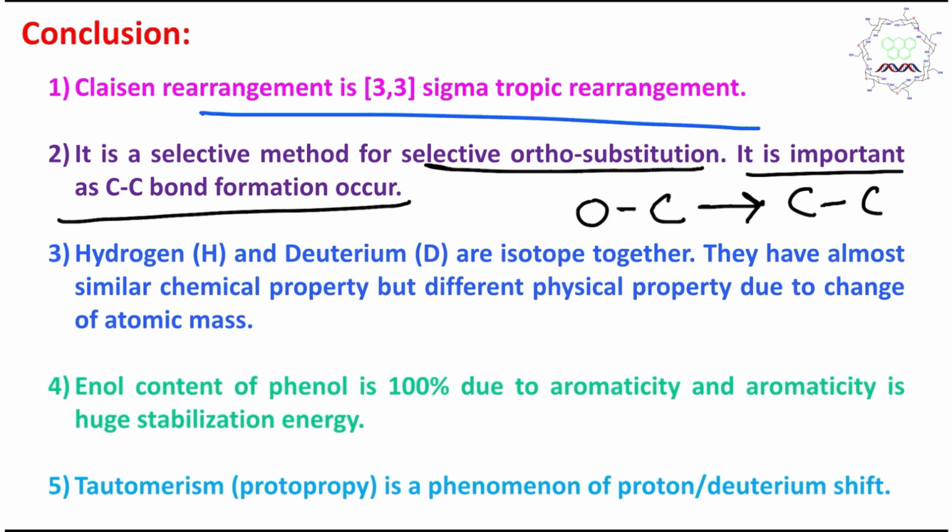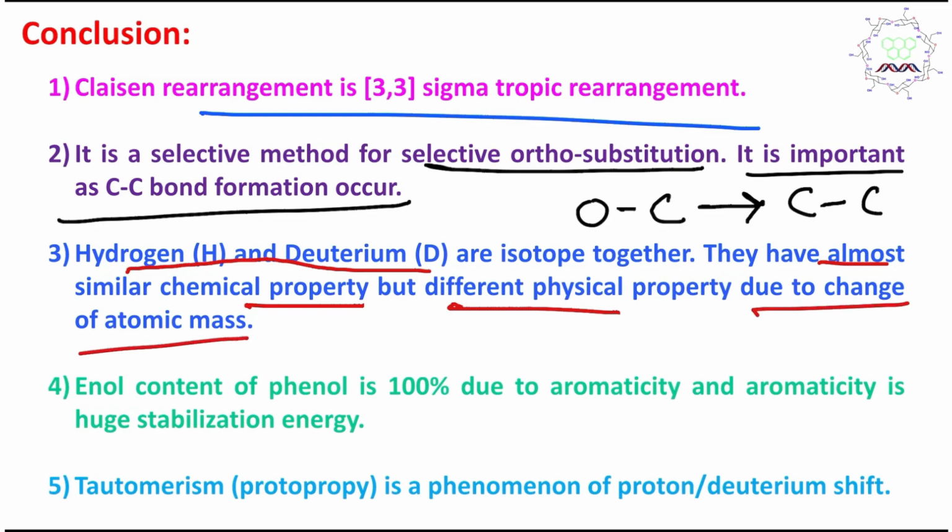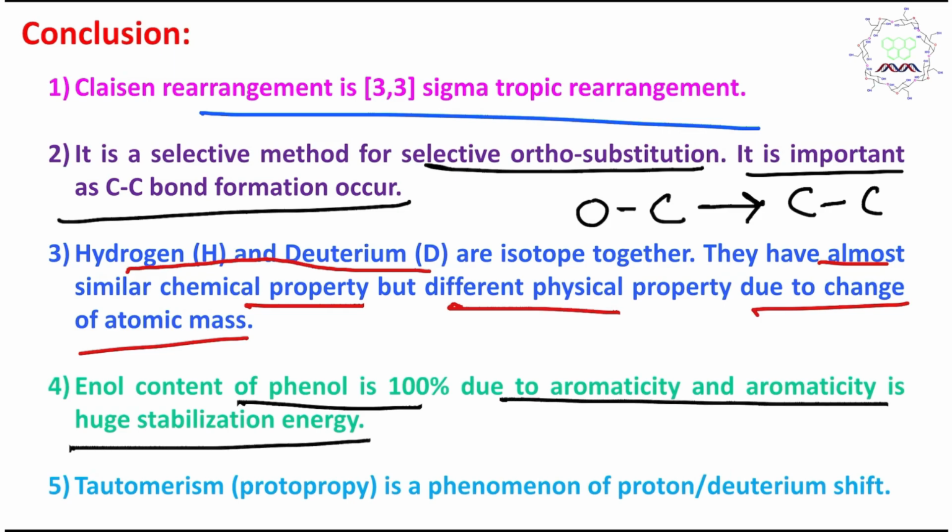And in this context hydrogen and deuterium are isotopes, because they have the same number of protons in their nucleus, the only difference is that deuterium has one neutron. That's why they have almost similar chemical properties but different physical properties due to the difference in atomic mass. Now, the enol content of phenol is near about 100% due to aromaticity, and this aromaticity is a huge stabilization energy.